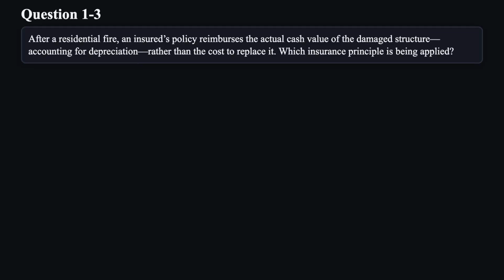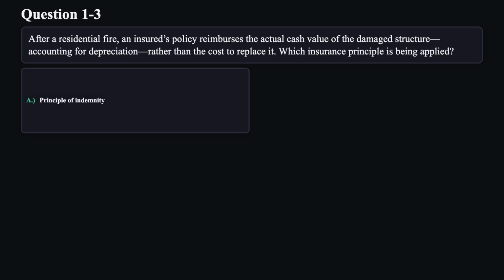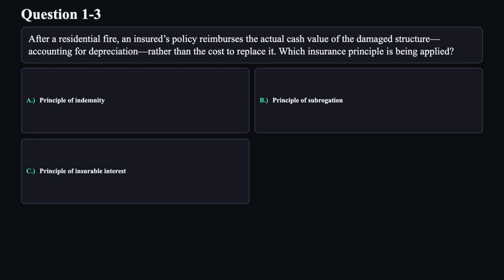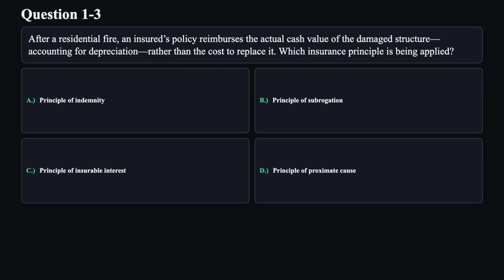Question 3. After a residential fire, an insured's policy reimburses the actual cash value of the damaged structure, accounting for depreciation rather than the cost to replace it. Which insurance principle is being applied? A. Principle of indemnity. B. Principle of subrogation. C. Principle of insurable interest. D. Principle of proximate cause.